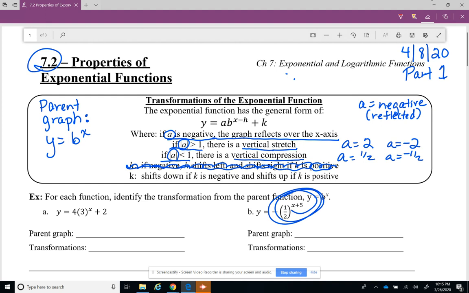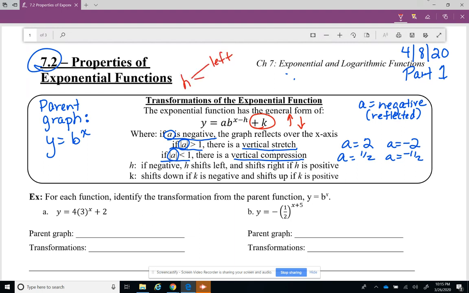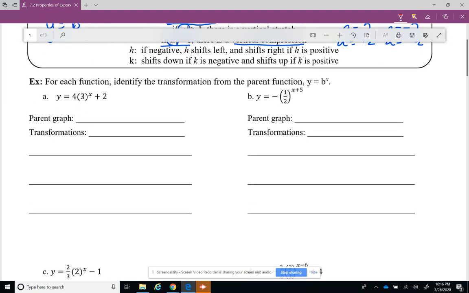Now let's look at k. K is going to tell you whether you go up or down. Remember, h is left or right, and that's a horizontal shift because left and right is horizontal. K is up or down, and that's a vertical shift. All right, let's try these out on some of the functions below.